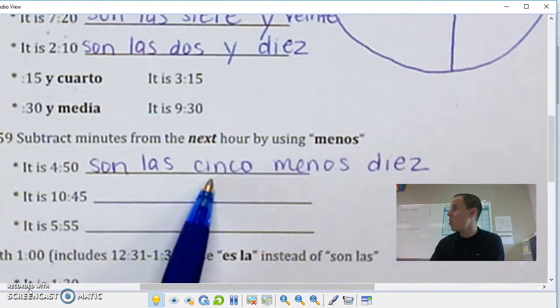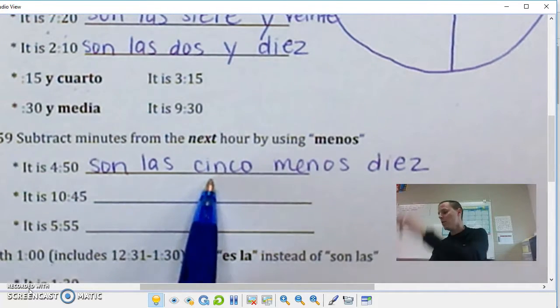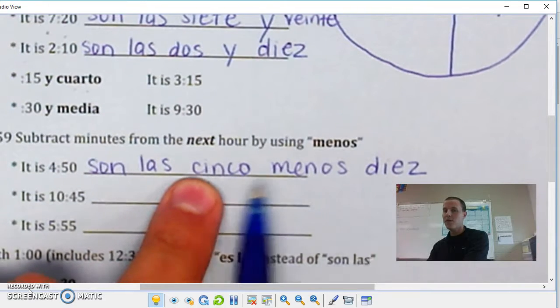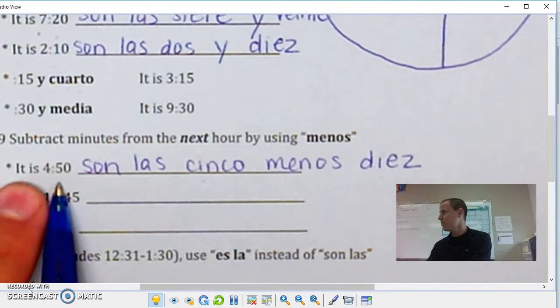If I subtract from 4 o'clock, then it's going to be 3:50. You have to go up to the next hour. So now I'm taking 10 minutes away from 5 o'clock. Gets me to 4:50. Okay.